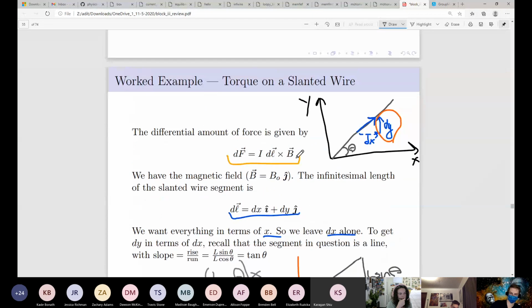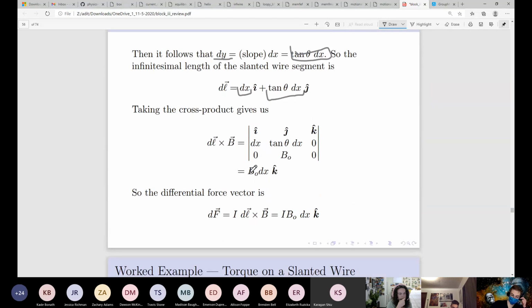Which means we're ready to set up the cross product that appears in our force equation, dL cross B. Setting up the cross product, I like to do the determinant of this 3x3 matrix: i hat, j hat, k hat. dL was dx in the i hat direction, tangent of theta dx in the j hat direction. The B field is pointing just in the j hat direction. So when I take the cross product, there's no i hat component, nor is there a j hat component. There's only the k hat component, and that's given by B naught times dx, pointing in the k hat direction.